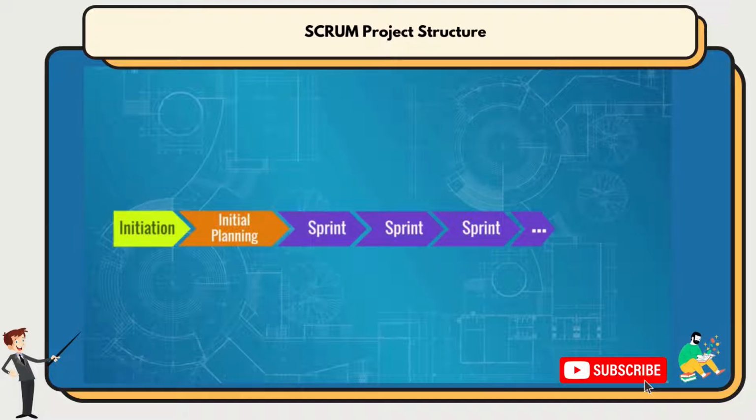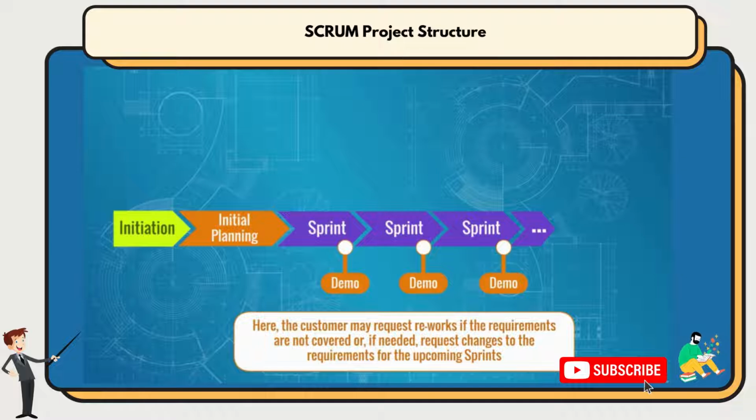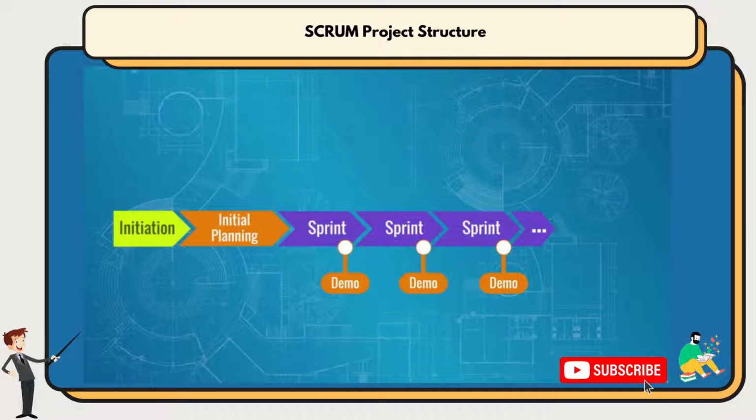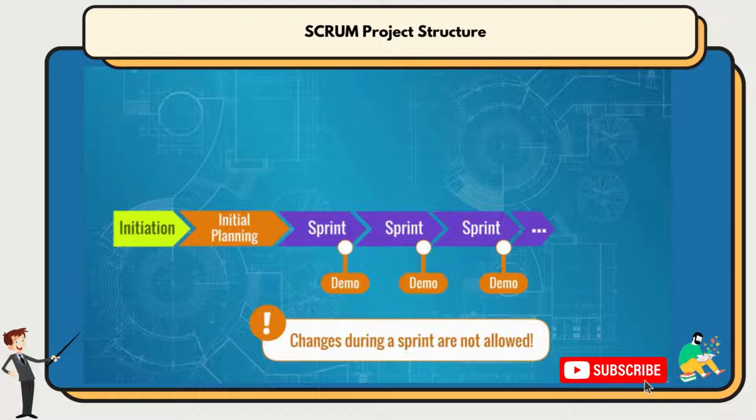As per the Agile practices, each sprint ends up with a demo session, where the team presents the progress to the customer, allowing them to understand how the particular part of the product functions. Here, the customer may request reworks if the requirements are not covered, or, if needed, request changes to the requirements for the upcoming sprints. As you already know, this characteristic gives the needed flexibility to make modifications or even change the direction of the whole project if it's beneficial towards achieving the goal. Note, however, changes during a sprint are not allowed, only in between them.